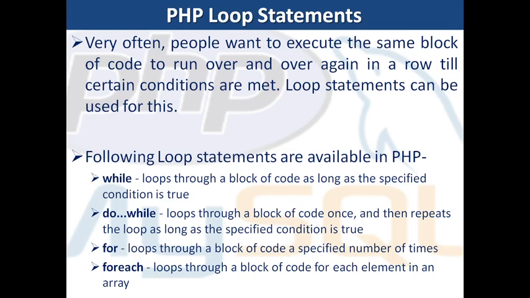While loop: it loops through a block of code as long as the specified condition is true. Do while loop: it loops through a block of code once and then repeats the loop as long as the specified condition is true. For loop: it loops through a block of code a specified number of times. Foreach loop: it loops through a block of code for each element in an array. Let us see it one by one.